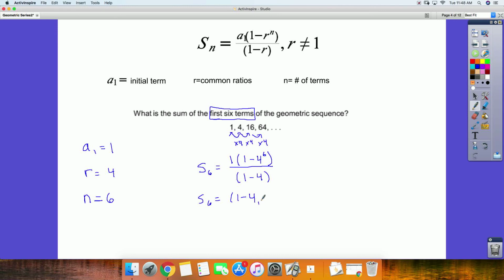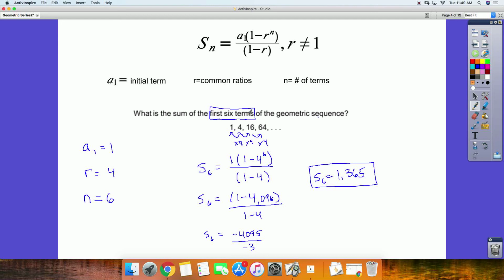4,096 over 1 minus 4. So that gives us negative 4,095 over negative 3. And we'll stick that in our calculator. And we get that the sum of our first 6 terms is 1,365. And that would be your answer.